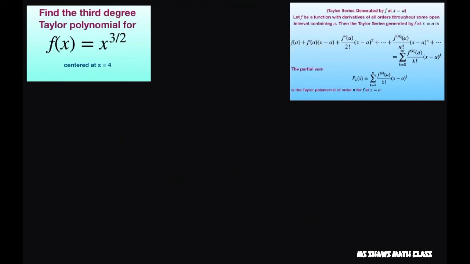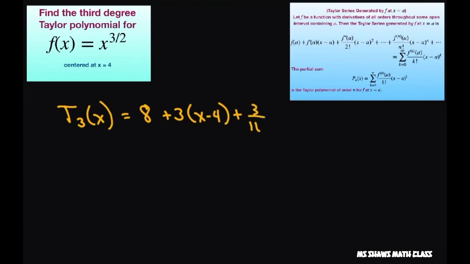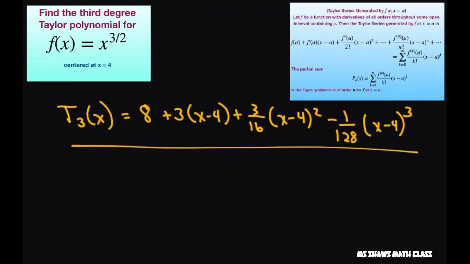And that's going to give us 8 plus 3 times x minus 4 plus 3 divided by 16 times x minus 4 squared minus 1 divided by 128 times x minus 4 cubed. And that's it.